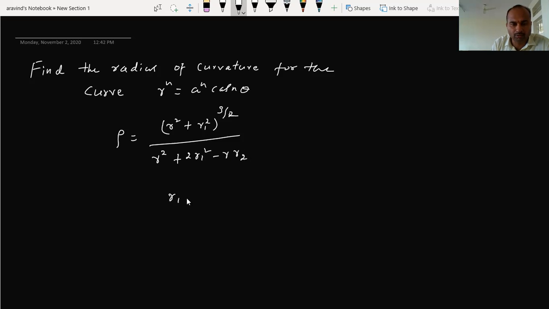What is r1? It is dr by d theta. And r2 is d square r by d theta square. That is the first order and the second order derivative.